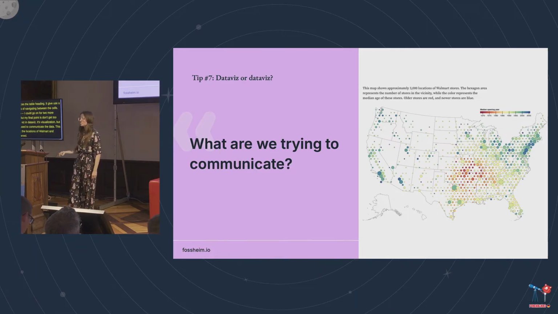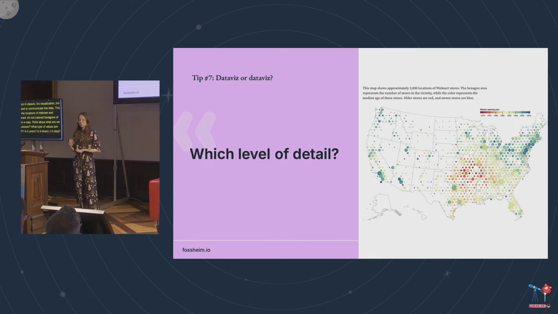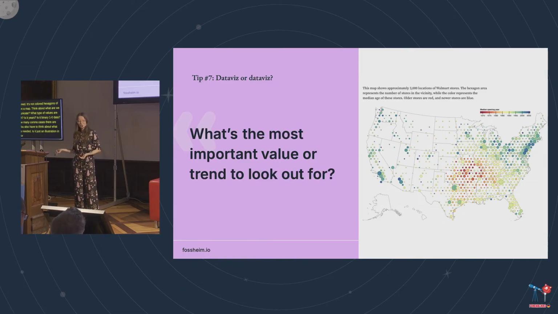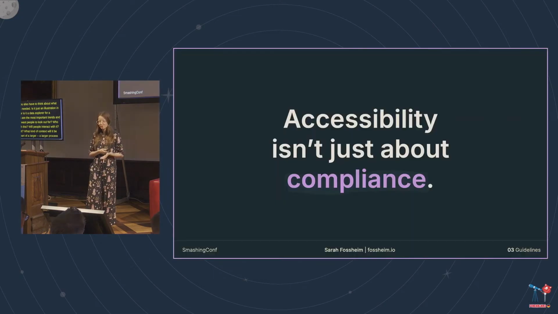So we have to think about what are we trying to communicate? What type of values are we dealing with? Is it years? Is it binary 1-0 data? Is it numbers of how many corona cases there are somewhere? We also have to think about what level of detail is needed. Is it just an illustration in a news article, or is it a data explorer for a scientist? What are the most important trends and values that we want people to look out for? Who will interact with this? Will people interact with it or just look at it? What kind of context will it be used in? Is it part of a larger process of completing your job, or is it just a one-off thing?